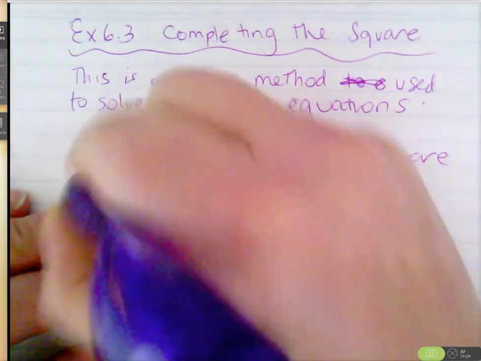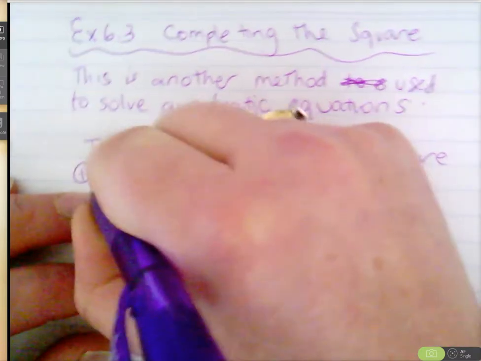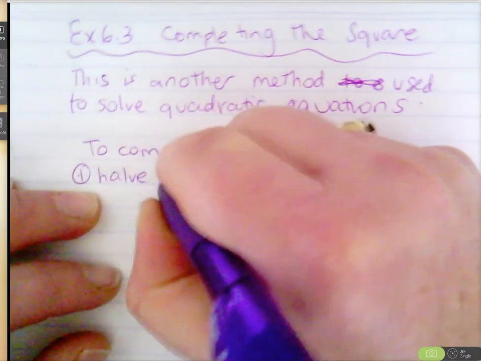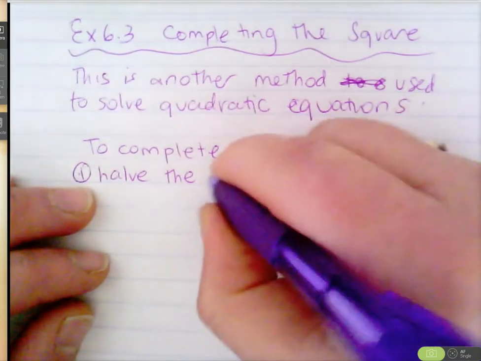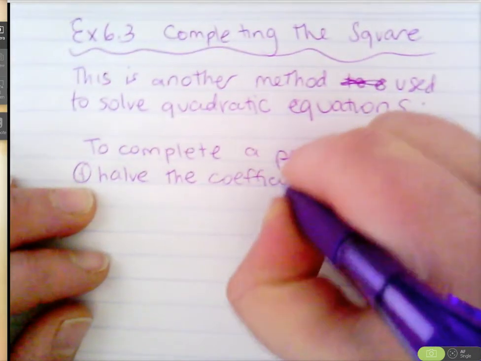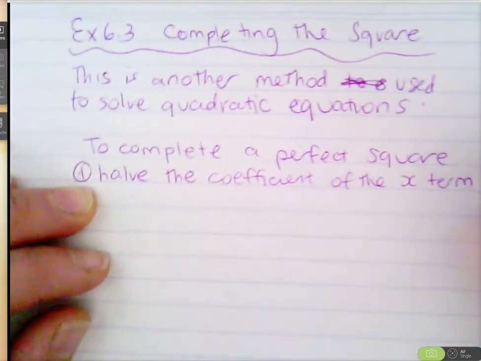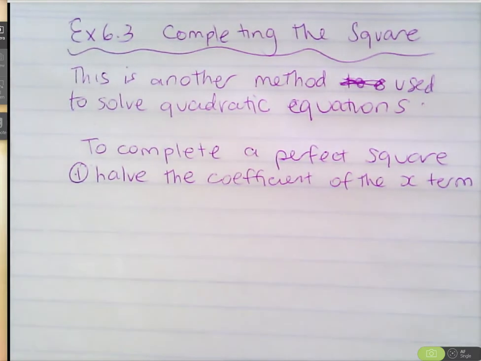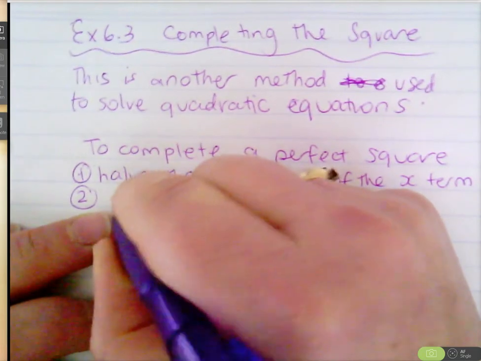So to complete a perfect square, you halve the coefficient of the x term. You know what a coefficient is? It's the number in front of the x term. So in other words, you get b on 2.